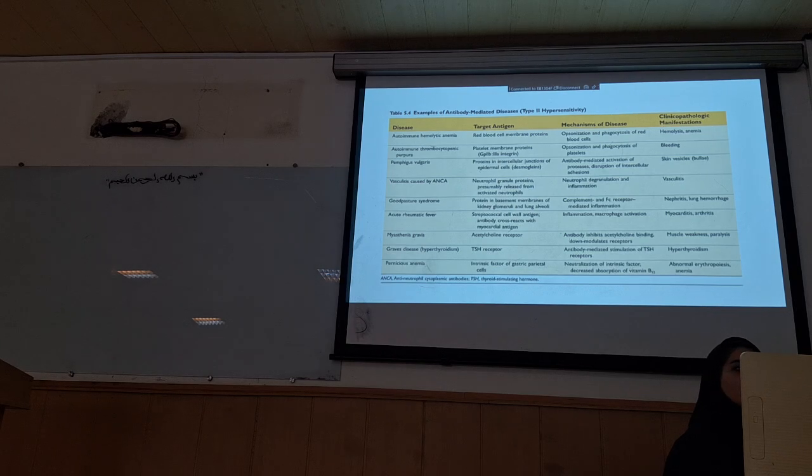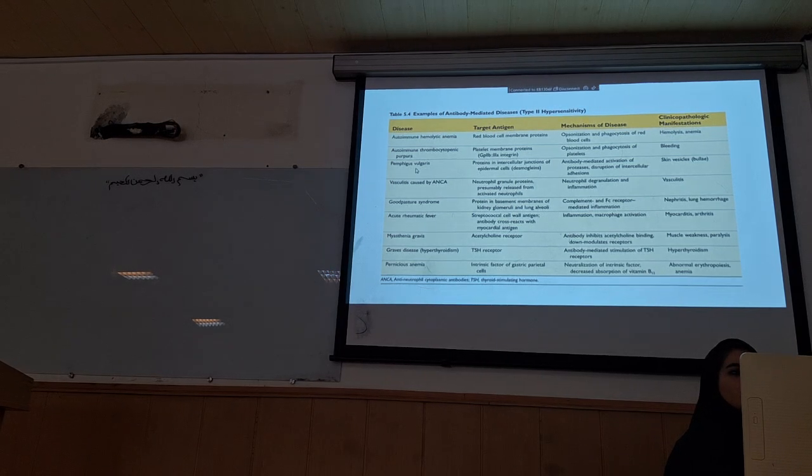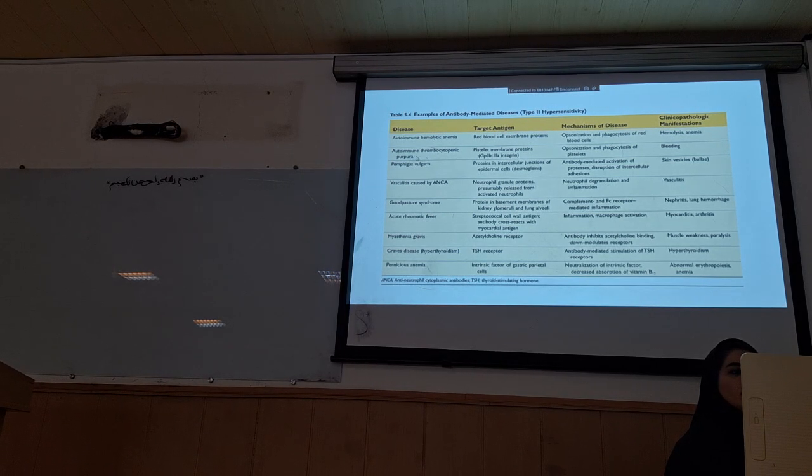hypersensitivity reaction. For example, autoimmune hemolytic anemia. The target antigen is a membrane protein. Some proteins of the RBC are the target antigen. You have some type of antibody against them, and it leads to hemolysis and anemia. In different diseases, the type of antigen may be different.